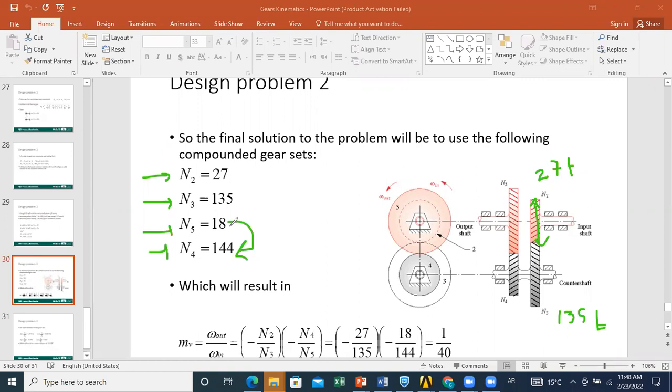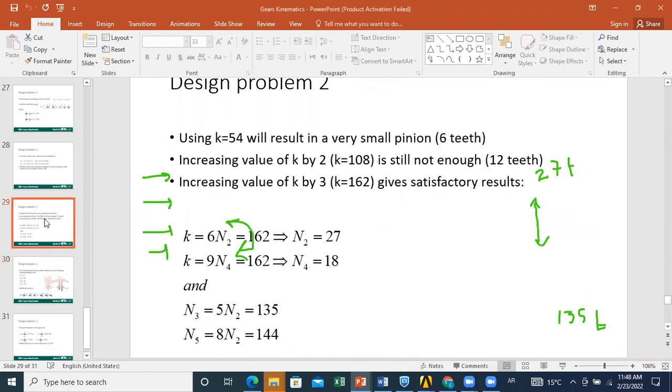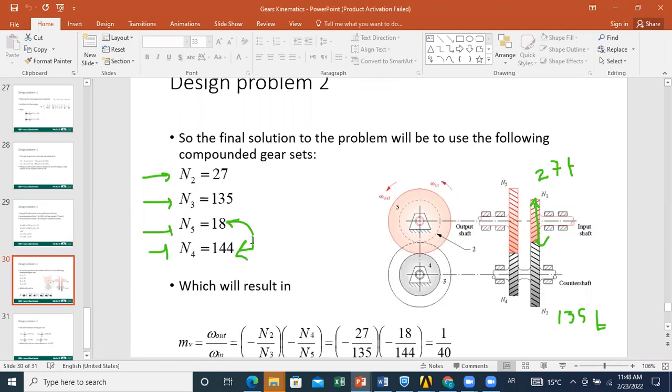It's the opposite. N4 is 18 and N5 is, so it's just a typing error, because here we found the value of N4 is 18 and N5 is 144. So you just have to switch these two. So you have that N4 is 18 teeth and N5 is 144. And if you want to draw a figure, you can make it a little bit to scale, so you can show the diameter proportional to the number of teeth.